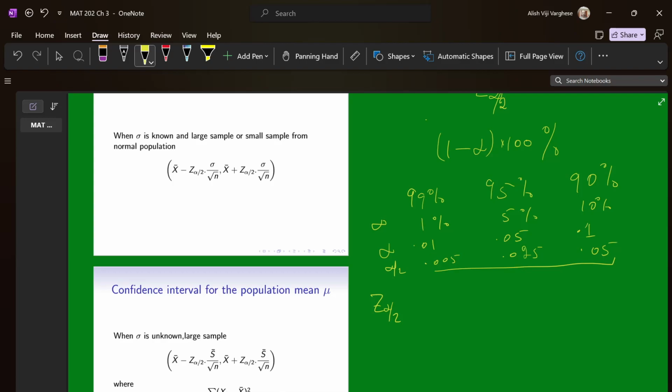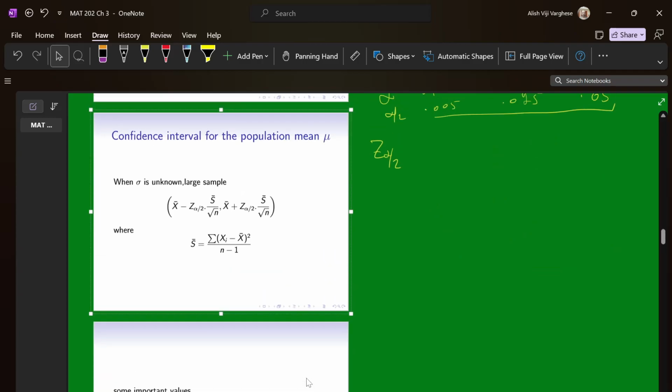Okay, anyway, if the value of sigma is unknown for a large sample, we can always replace the sigma value with the sample standard deviation, which is calculated using the formula S is equal to square root of sigma xi minus x bar the whole square divided by n minus 1. Remember, that is the formula for standard deviation, which is an unbiased estimate.